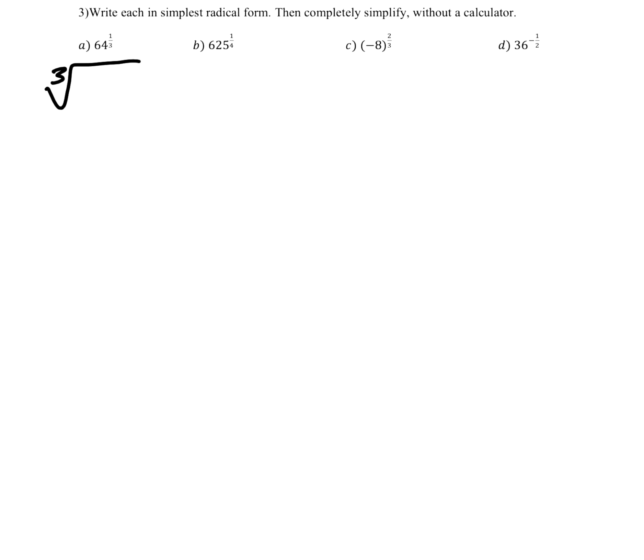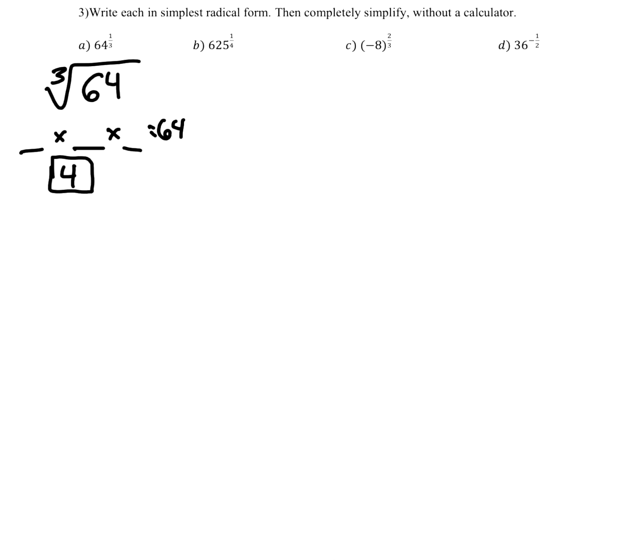And our base is 64. We can write 64 to the 1 to the first power if you want to, but that's just 64, so I'm just going to leave it as a cube root of 64, which is what times what times what, where it's all the same, is equal to 64. Well, that's going to be 4 times 4 times 4. So the cube root of 64 is 4.